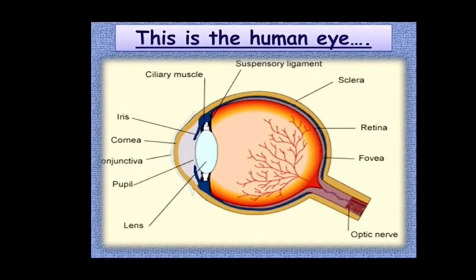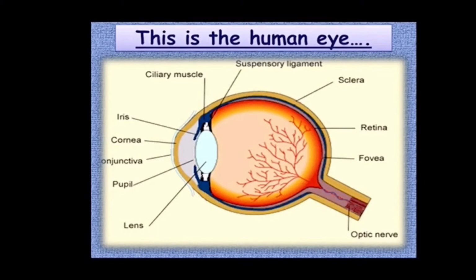So, this is the structure of the eye. The outermost layer of the eye, which appears to be white to us, is called sclera. In front of eye, it becomes transparent, although it is opaque in nature. In front of eye, it becomes transparent and it is called cornea.